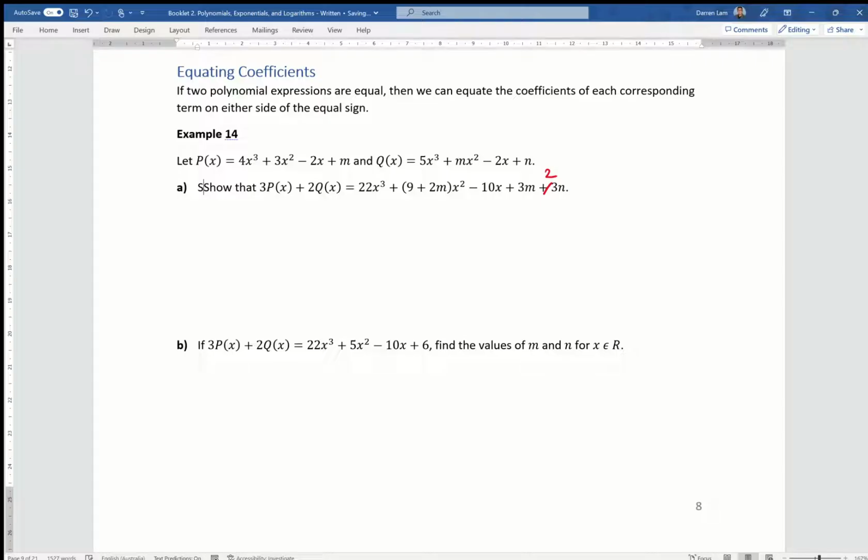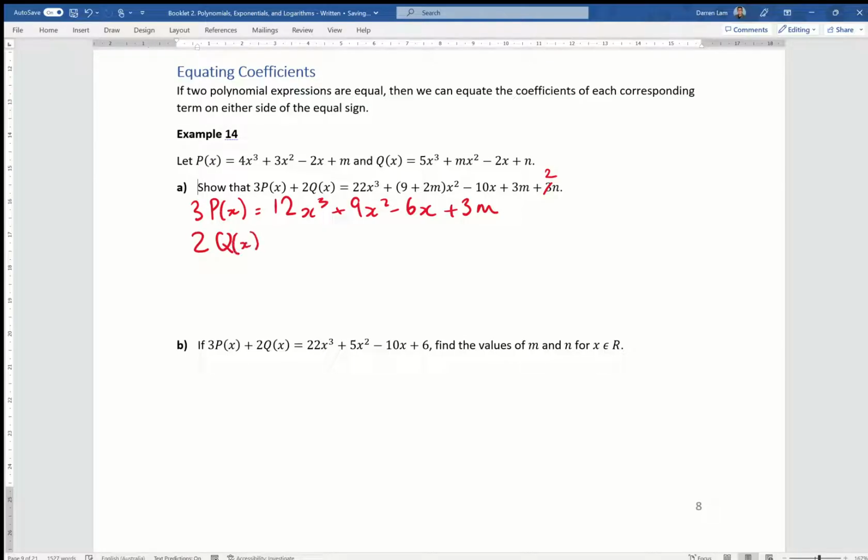So 4x cubed, of course, we're looking at 3p of x. 3p of x, of course, is going to end up equaling 12x cubed plus 9x squared minus 6x plus 3m. Pretty straightforward. And of course, our q, which becomes 2q of x, is just going to end up equaling 10x cubed plus 2mx squared minus 4x plus 2n. You can see where my typo error came in.